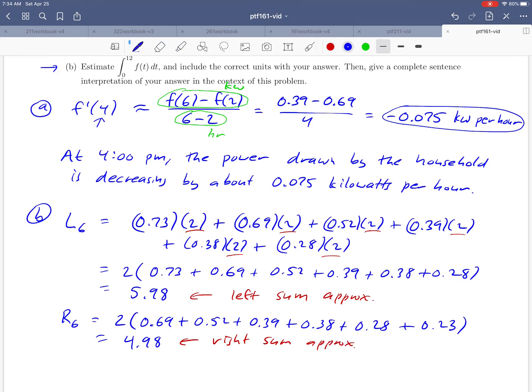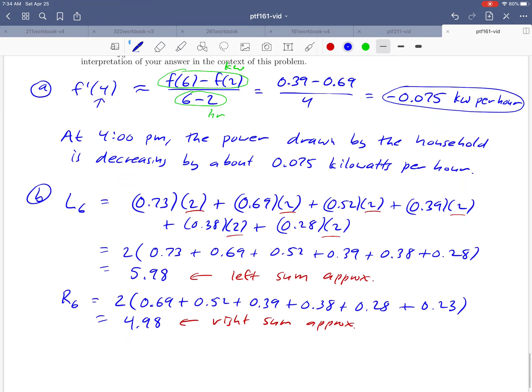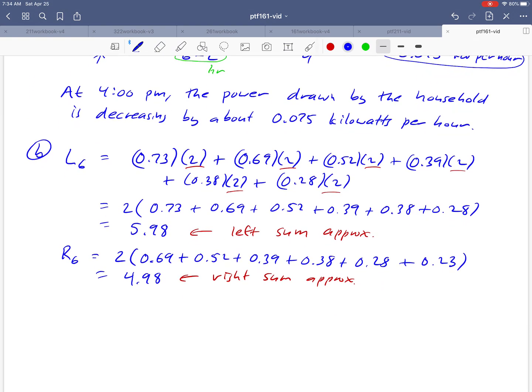So what would be our best estimate of the integral then? Well, we could just take the average of these two numbers. That has a tendency to balance out the error in both of those approximations. So our integral is going to be L6 plus R6 over 2. We'll just take those numbers and average them, and you can confirm that that gives us numerically an answer of 5.48.